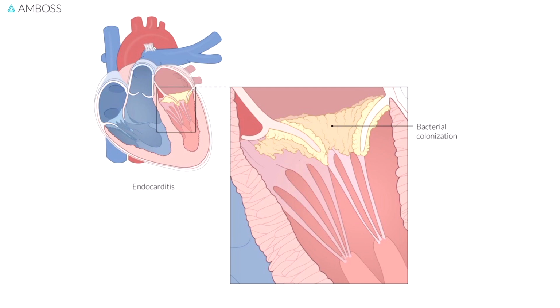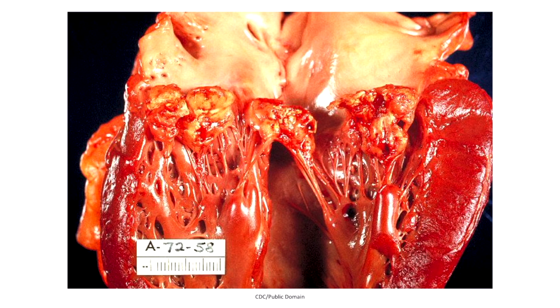This image shows a cartoon depiction of bacterial colonization on the mitral valve. You can easily notice how this can impede normal valve closure and cause mitral regurgitation. This is a gross pathological section showing vegetations along the valve in bacterial endocarditis. You can see how these vegetations are large and can destroy valvular tissue and prevent proper closure of the valves, leading to regurgitation.